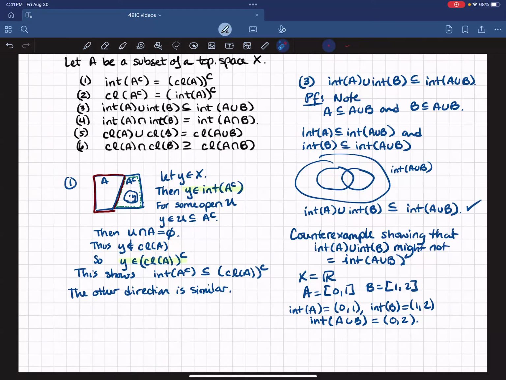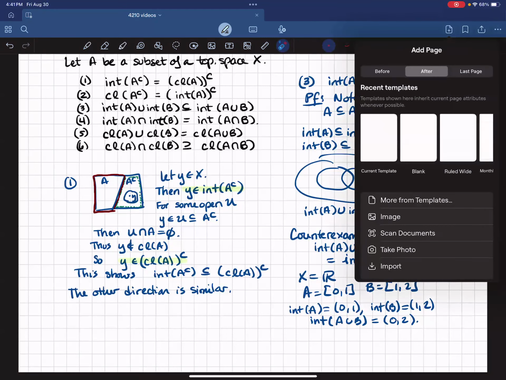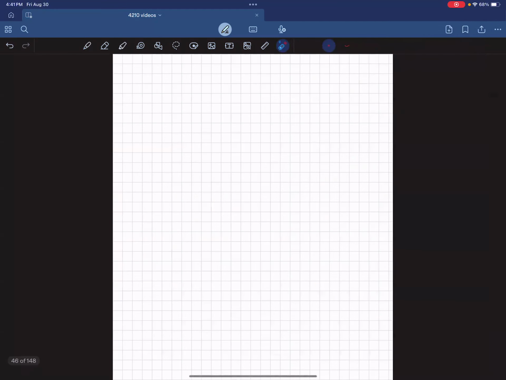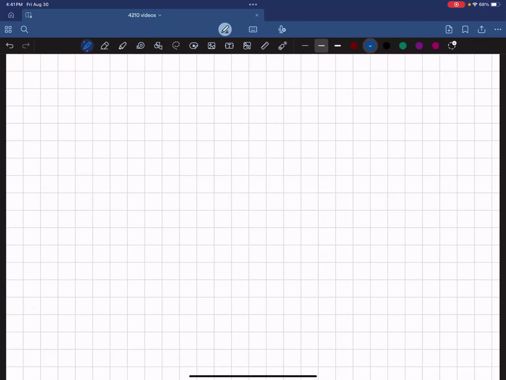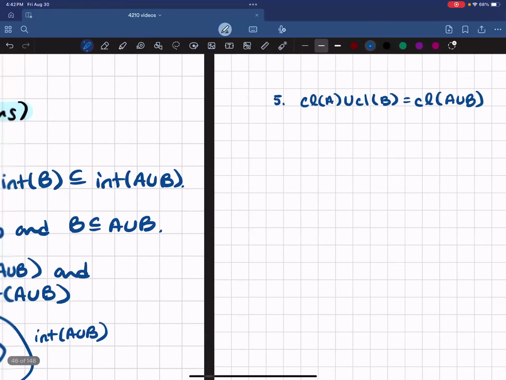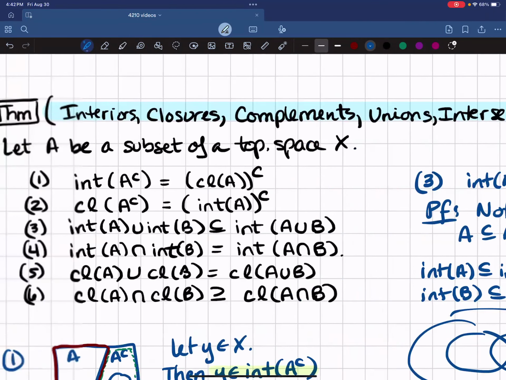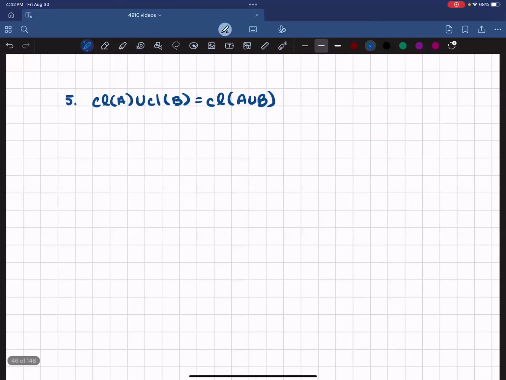All right. Finally, I would like to prove 5. So 5 says the closure of A union the closure of B is equal to the closure of A union B. Let me just double check that that's what it says. Yes. Okay, so this one is equal. So for one direction, this is a set equality. We're trying to prove two sets are equal, right?